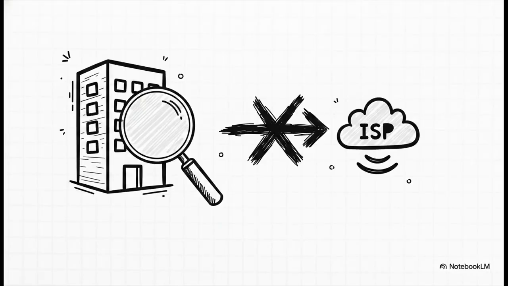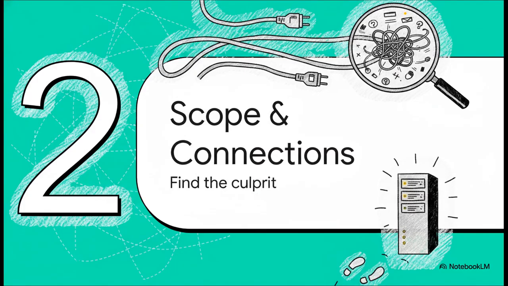Okay, let's dive right into this. The absolute baseline, our golden rule of networking is this: never assume the problem is the internet provider right out of the gate. Look, human nature makes us want to blame the ISP immediately, right? They're just the easiest scapegoat. But the reality is, in so many cases, the real issue is actually hiding right inside your own office walls. So we've got to start our search locally. Which brings us to Section 2, scope and physical connections.